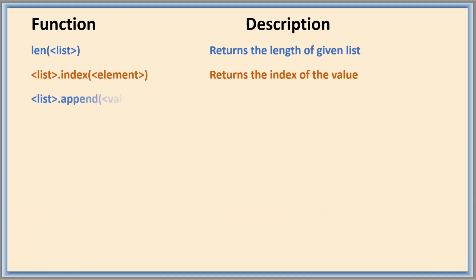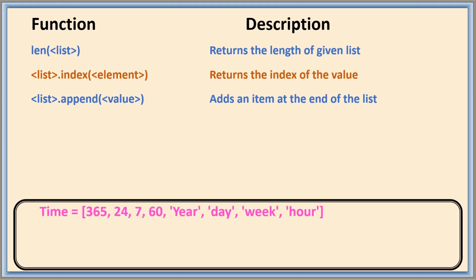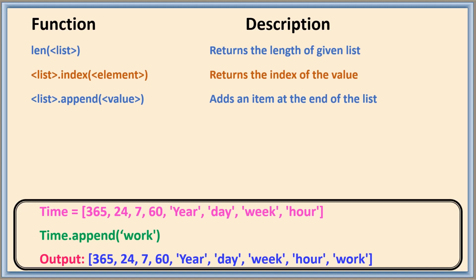Next one, list dot append of, and then the value we give. This will add an item at the end of the list. For example, we consider the same list, but I have a value to append, that is work. So work as a new item is added at the end of the list.